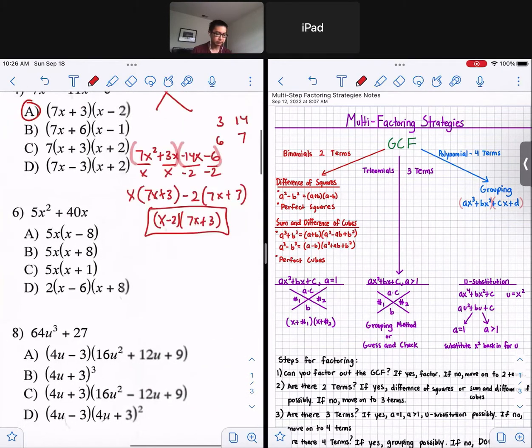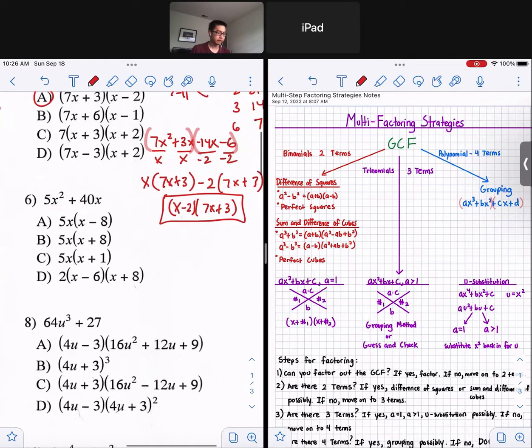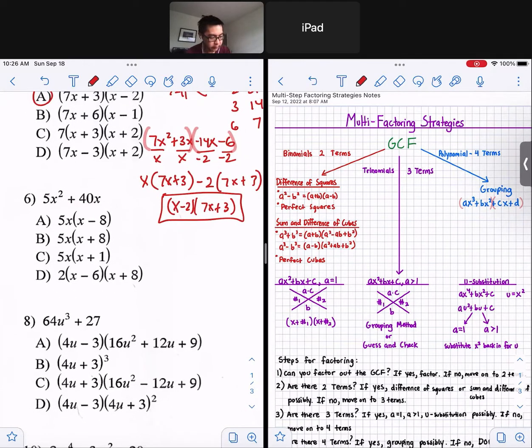Number 6, okay, can we factor out something? Yes, we can divide both of them by 5x. So when we take a 5x out from both, from this, we only have an x. From this, x is canceled, so you just have 4 divided by 5, which is 8.